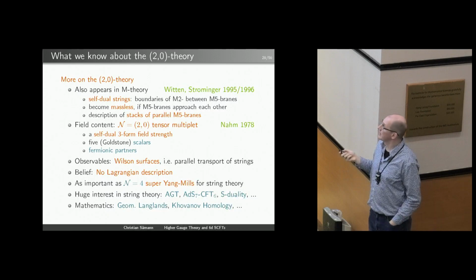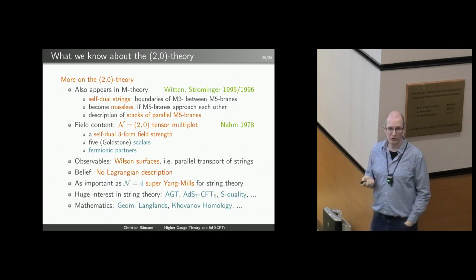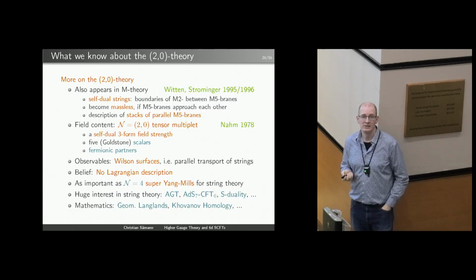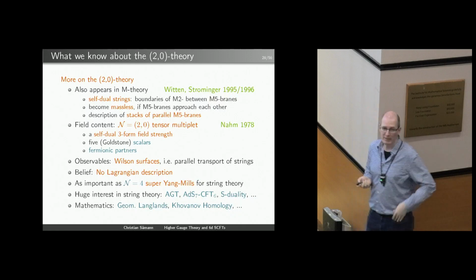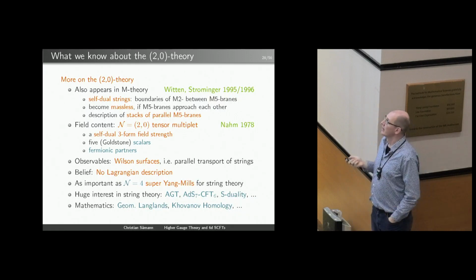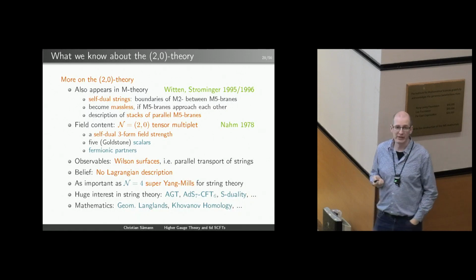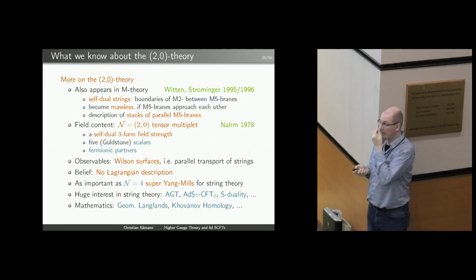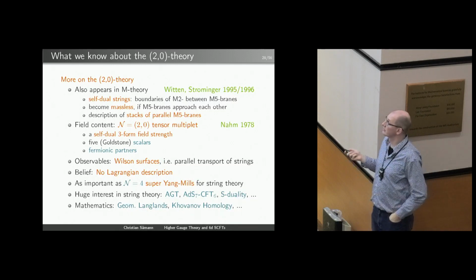The observables, it has been argued many times that there should be Wilson surfaces instead of Wilson lines. So that points towards a higher gauge theory, parallel transport of strings, right? And the commonly held belief is that there's no Lagrangian description. It should be as important as N=4 super Yang-Mills for string theory, so it's very, very important for understanding dualities to get a good handle on this. So huge interest in string theory and also in the mathematics community.